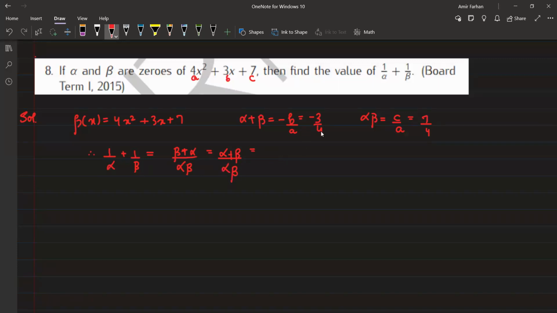Just calculate. You already have the value of alpha plus beta, that is minus 3 by 4, divided by 7 by 4. This is a double division, so the numerator goes to the denominator and the denominator goes to the numerator. That is minus 3 into 4 divided by 7 into 4. This 4 will get cancelled, so the answer will be minus 3 by 7. Clear everybody? Please let me know.